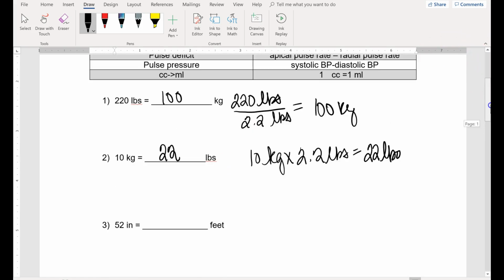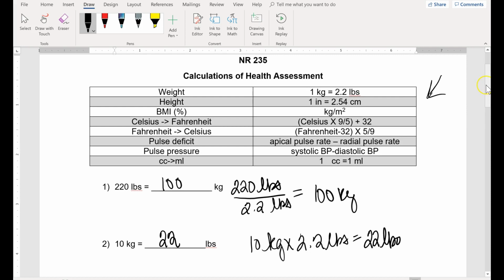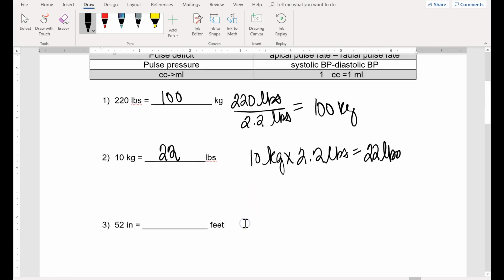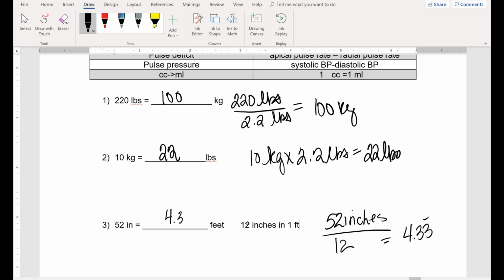Okay, so we have 52 inches equals how many feet? Okay, so you're going to have to do a little remembering here. How many feet are in an inch, or how many inches are in a foot? Okay, 12 inches in a foot, right? Remember that? Okay, so what we have to do is we take 52 inches and we divide it by 12. Okay, and you get 4.33 feet.